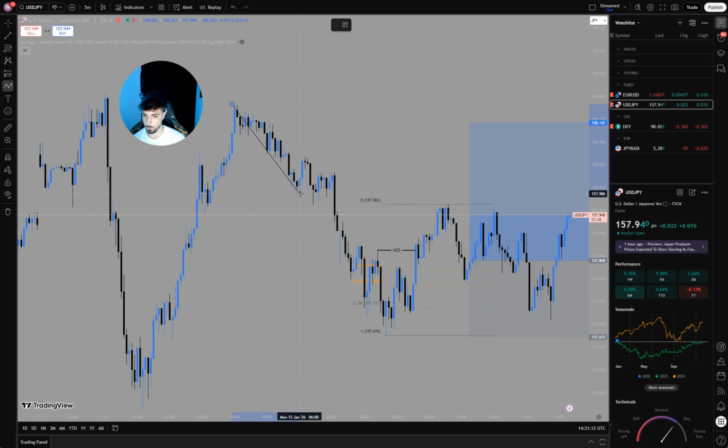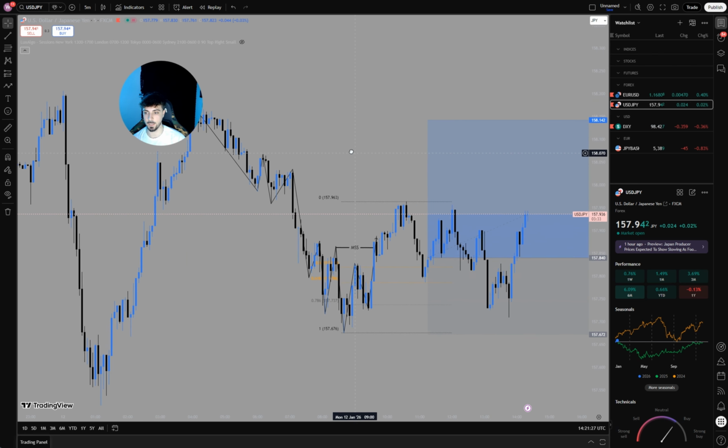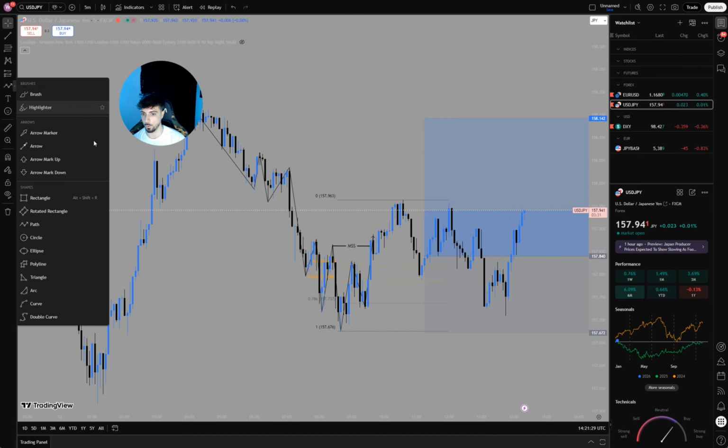So this is the first swing low. This is the first swing high. Second swing low. Second swing high. Third swing low. Third swing high. Fourth swing low. Fourth swing high. Fifth swing low. Fifth swing high, etc. Okay, so we want to be looking essentially for these.